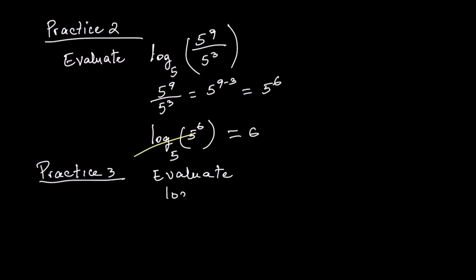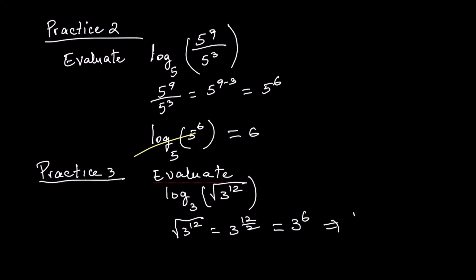Practice 3. Evaluate. Log base 3 of the square root of 3 to the 12th. Rewrite the square root. The square root of 3 to the 12th can be written as 3 to the 12 divided by 2. Since 12 divided by 2 equals 6, this simplifies to 3 to the 6th. Then, log base 3 of 3 to the 6th equals 6.